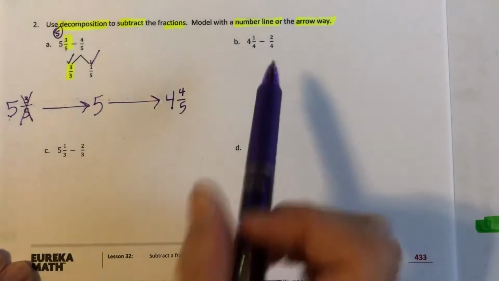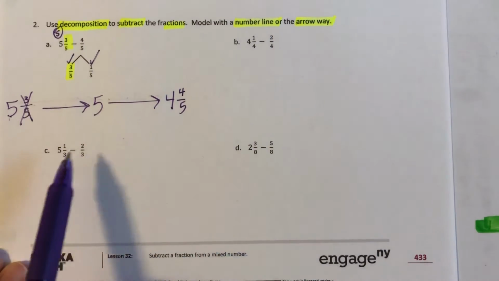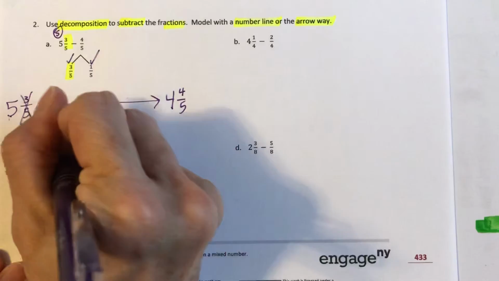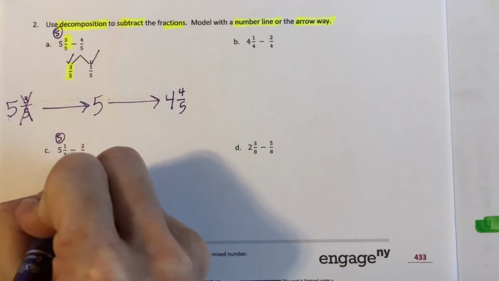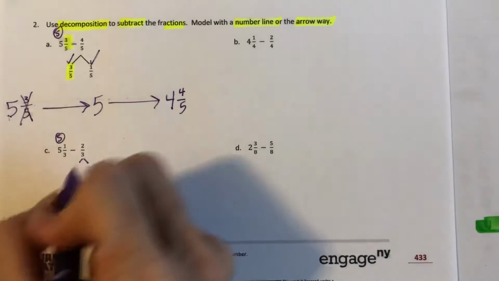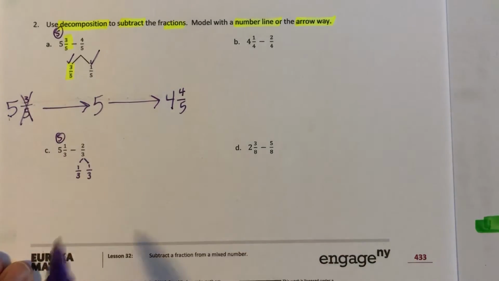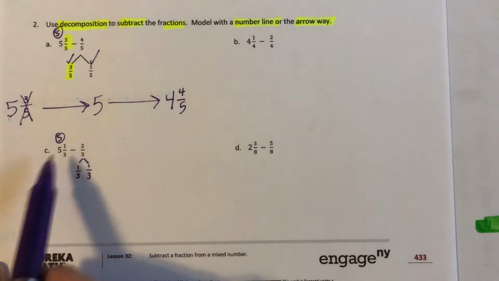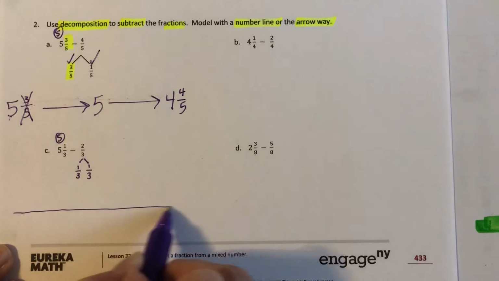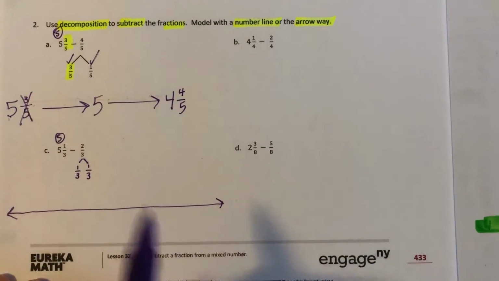Moving on to C, this time we will do the number line strategy for C. You've got 5 and 1/3 as your starting point, take away 2/3. So if we decompose 2/3 before we begin, the only way to do that is to decompose it down to 1/3 plus 1/3. And once we do this, we decide on our number line where our holes are going to be and how many we need.